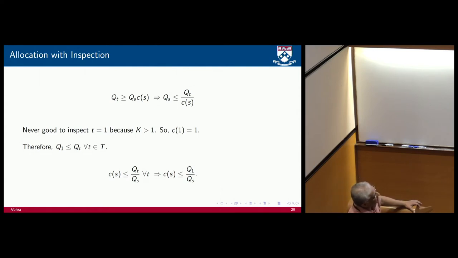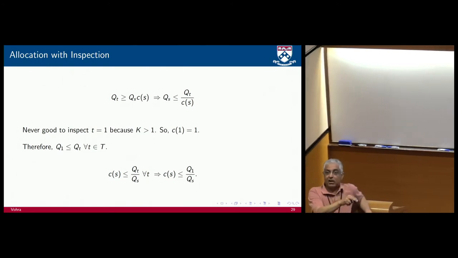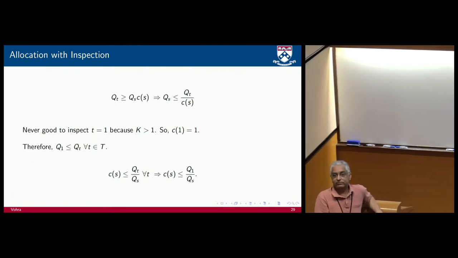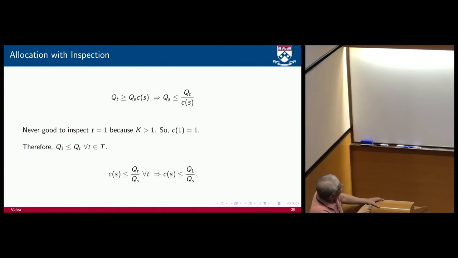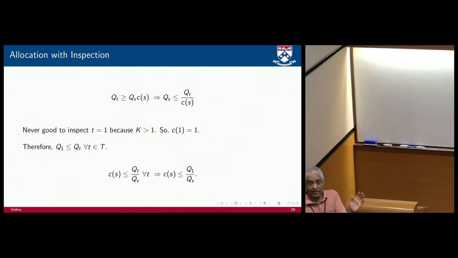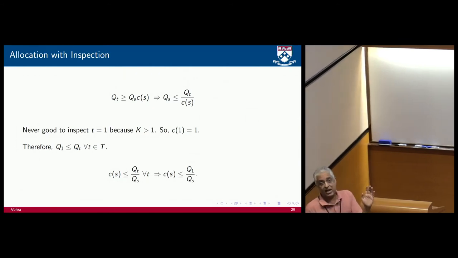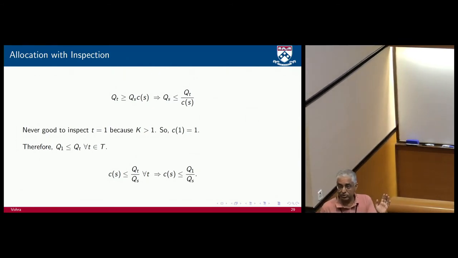So that tells me that C of 1, the probability of not being inspected when you have the lowest type, is 1. Okay? So that gives me this, Q1 less than or equal to QT. How do I know that? Put S equal to 1 into this inequality. So in words, all types higher than the lowest type must have a higher interim probability of receiving the good.